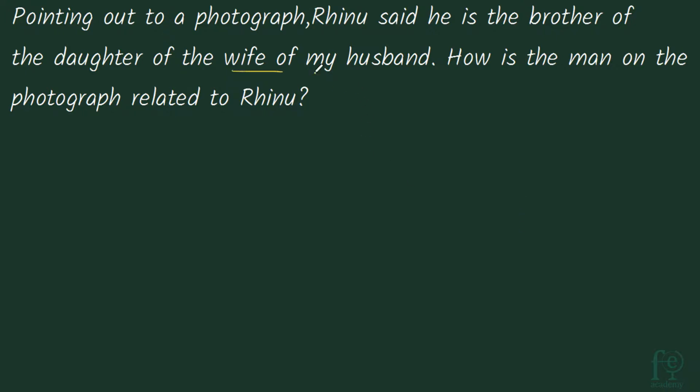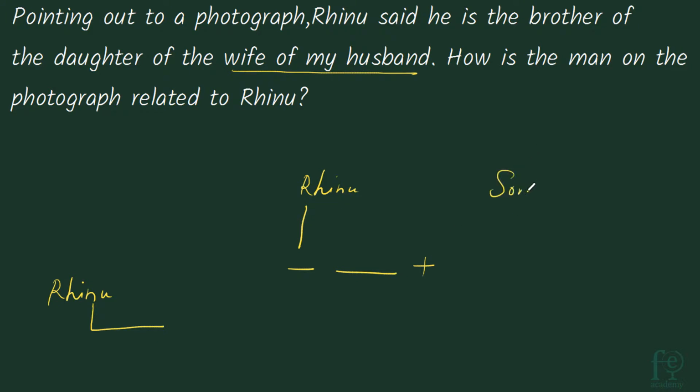So wife of my husband. So that is me itself. Okay, that is Renu itself. Renu is telling. So wife of my husband is Renu itself. So daughter of the wife of my husband. Okay, so daughter is coming. So let's write Renu here. That will be better. Okay, so Renu, so daughter of my husband. Okay, daughter is coming here. Brother of the daughter. Okay, so brother of the daughter means he will come here. Then that much only. So it's over. So how is the man on the photograph related to Renu? So it will be son. Renu's son only. So very easily we got the answer.